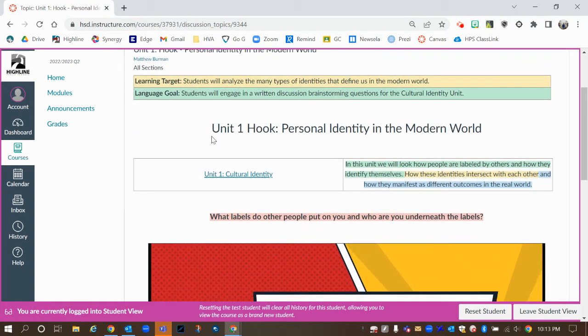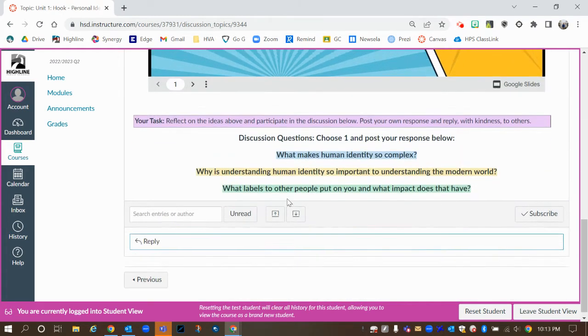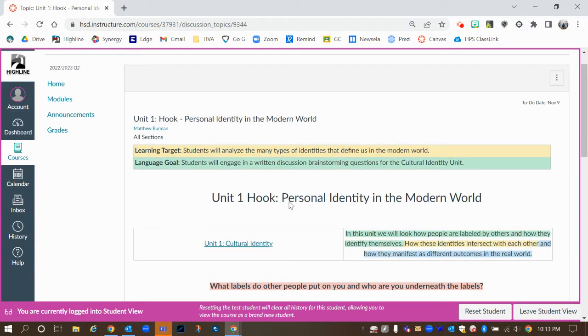We are in Unit 1. This is the hook. It's like a short activity with a discussion at the bottom. But before we get into that, I also just wanted to center us in the structure of the course, what we're learning today, how it connects to the bigger picture.